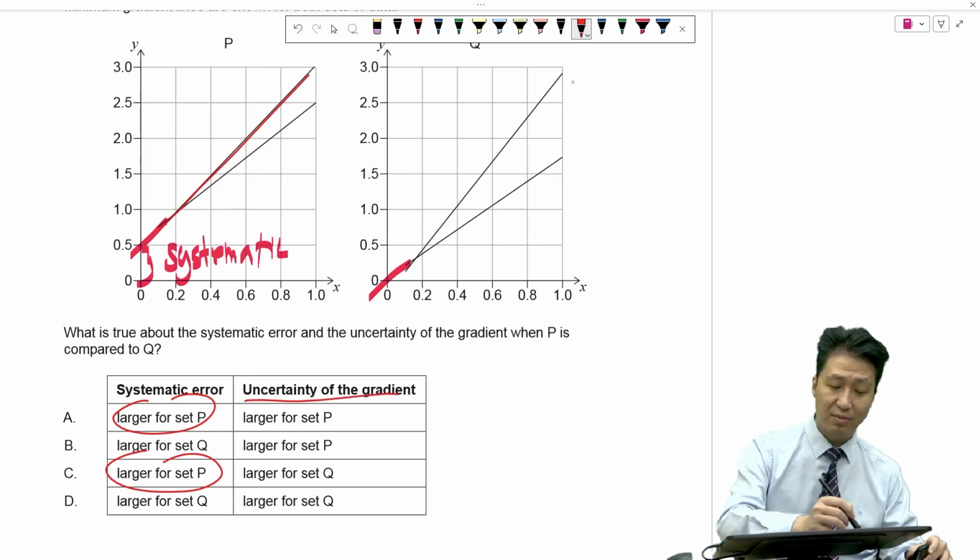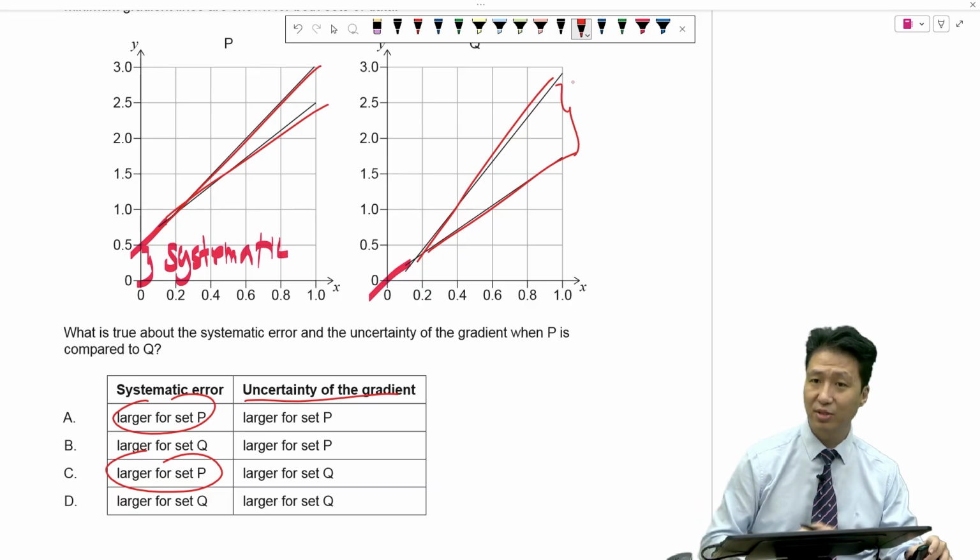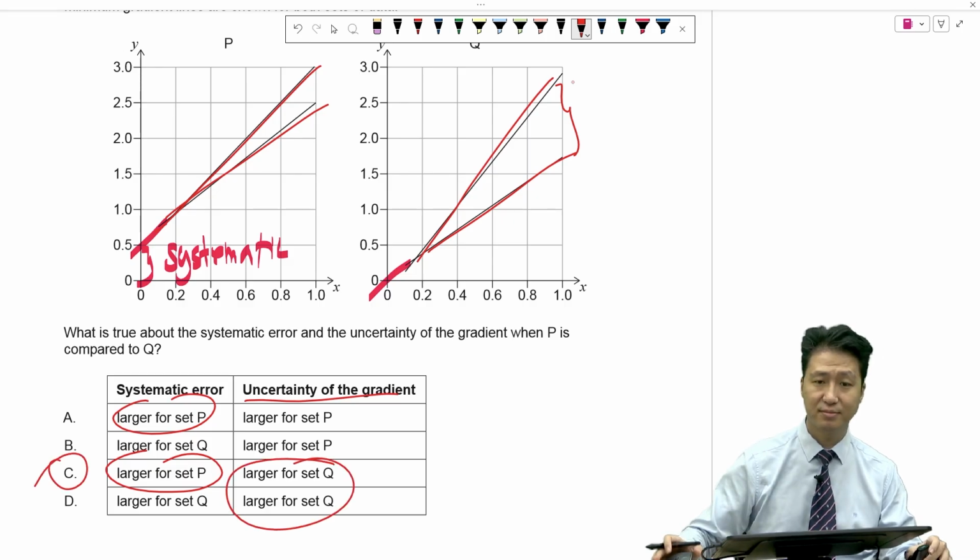Well, if you look at the maximum and the minimum, the uncertainty of the gradient, you can make it be the maximum gradient minus the minimum gradient divided by 2. So if it's more spread out, there's a bigger uncertainty. So Q has a bigger uncertainty for the gradient. It has to be either C or D. The answer should be C.